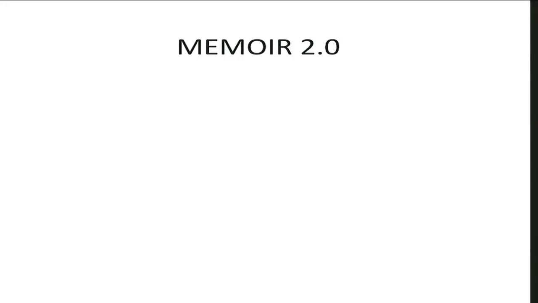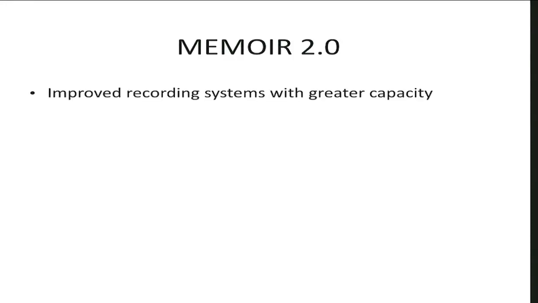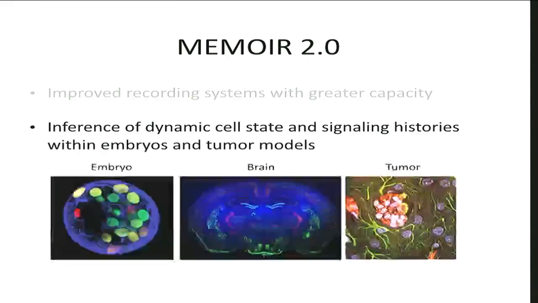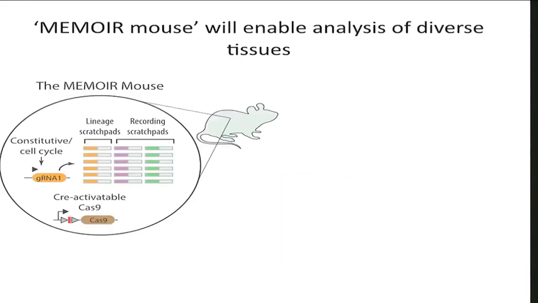It's our first attempt, our 1.0 version, but we think this system can do a lot more. So we have some goals now. One is that we think we can increase the recording density a lot with improvements to the system. We want to take this into embryos. The nice thing about being an ES cell is we can immediately go into the mouse embryo and look at things like tumorigenesis and embryogenesis.